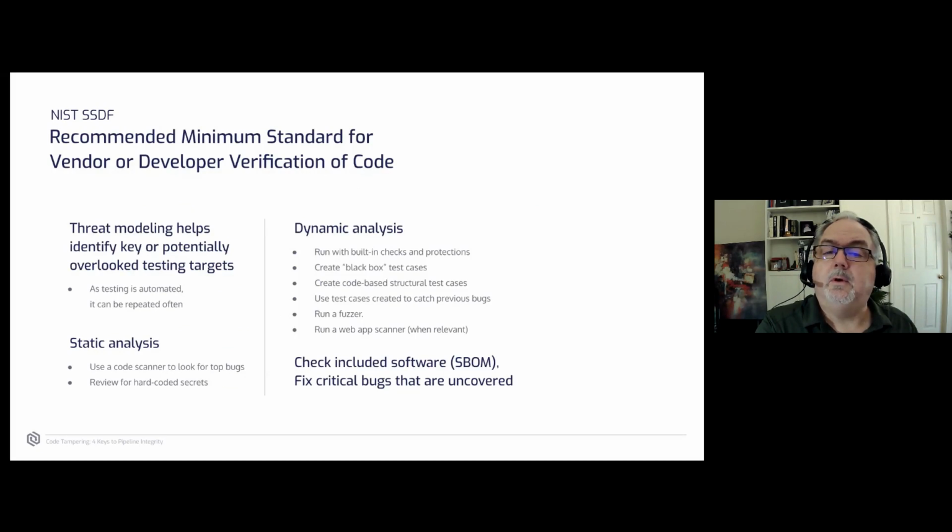In addition to describing the goals or objectives of the program, the SSDF also defines a recommended minimum standard for verification and testing of code. These include threat modeling to consider all threats the software will face, static analysis of code and dependencies to identify bugs as well as hard-coded secrets, dynamic analysis from a black box and white box perspective, regression, functional, and fuzz testing, creation of a software bill of materials that documents how the software was built and tested, and ensuring that any critical bugs get fixed.